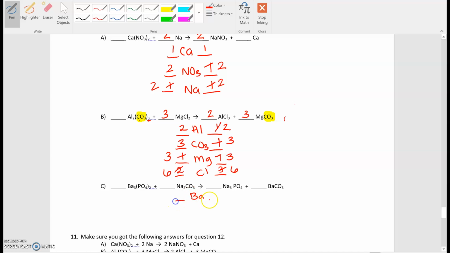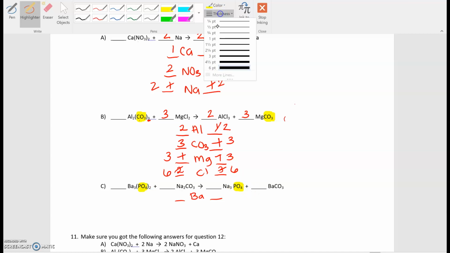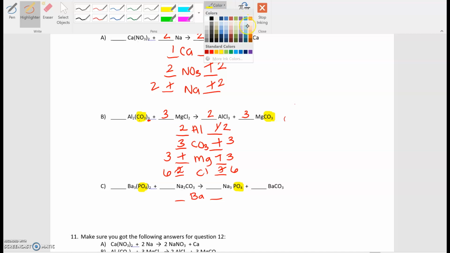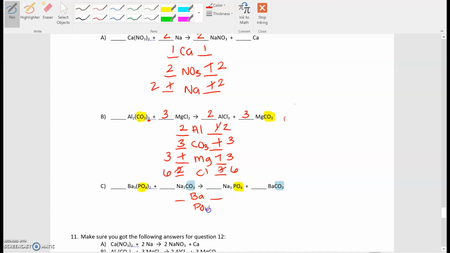For C, I have barium, and then I have phosphate on both sides. I also have carbonate on both sides. Okay, so I've got 2 different polyatomic ions here. So I'll keep it as PO4, sodium, and then my carbonate, CO3. I have a subscript of 3 with barium, so it's 3, and then just 1 on the product side.